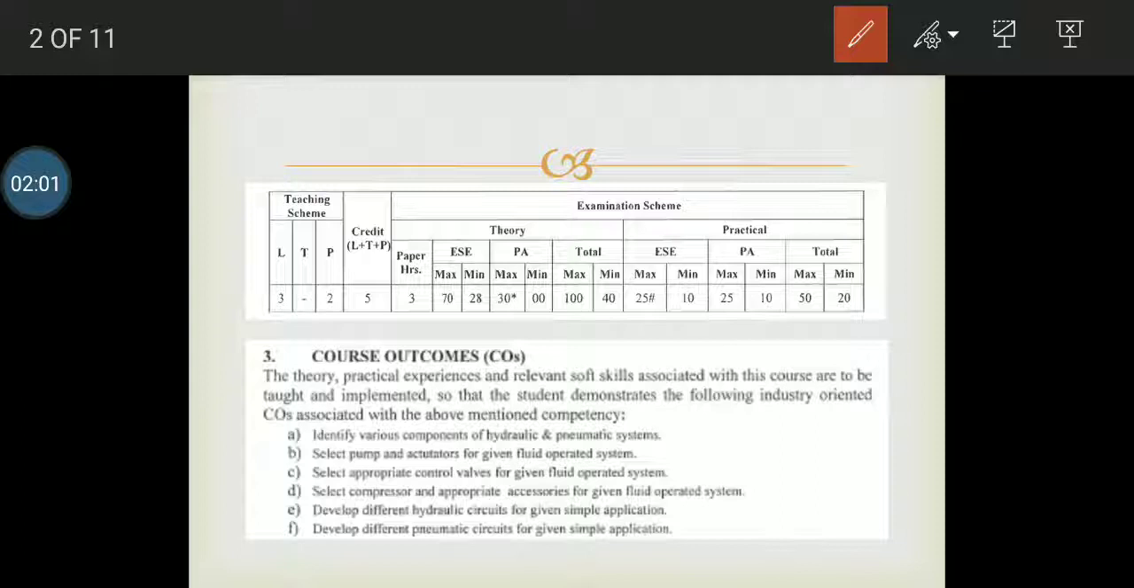Then course outcome means what we can learn from this subject. The first point which we will learn from the subject is to identify the hydraulic and pneumatic systems and the components which are used in them. These are basic things, followed by the pumps and the actuator cylinders. We are going to learn what a pump is and what the actuators are, and then how we are going to select them based on their specifications for the applications.